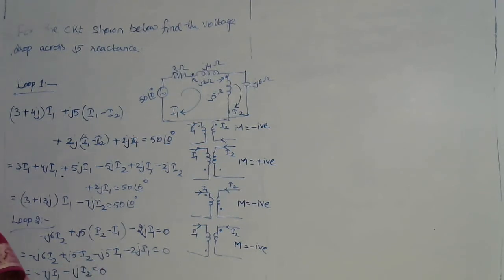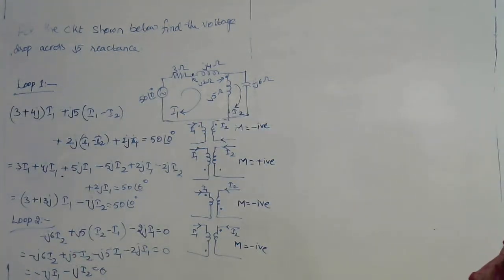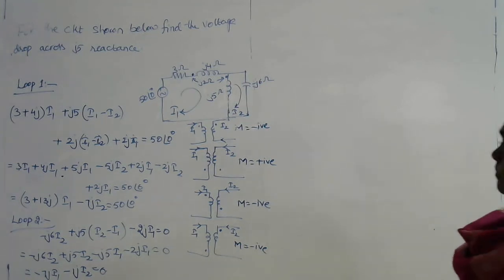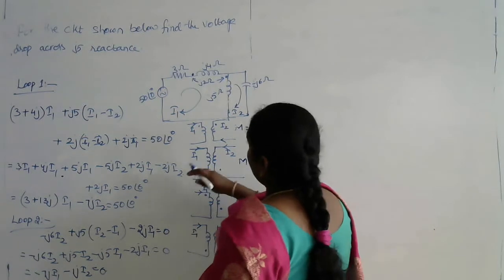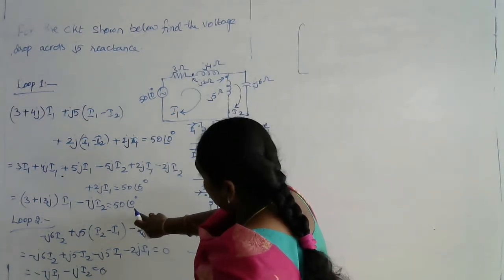Now for the same thing, we are writing the same in terms of the matrix form. So here the first matrix notation is, we need to write down I1 for the KVL loop 1 equations.